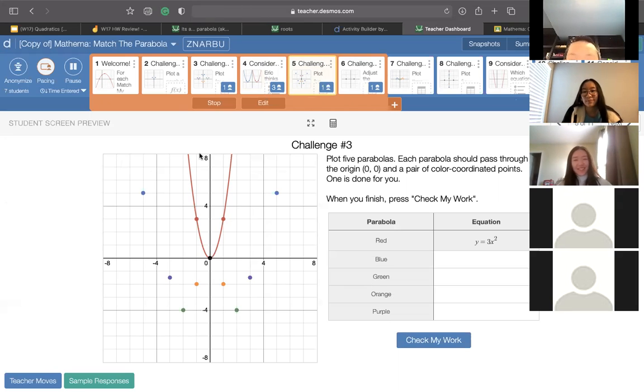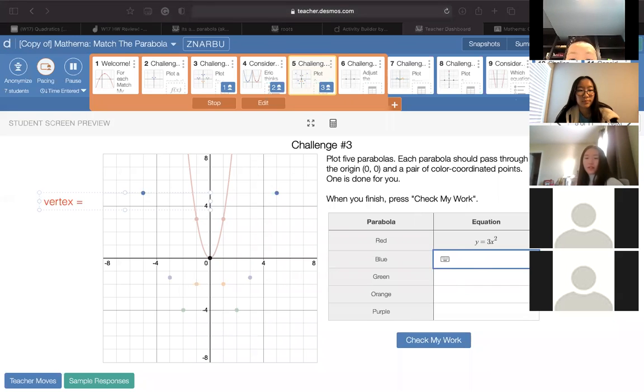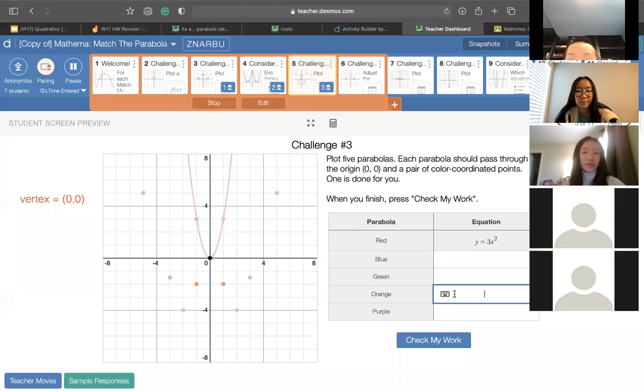Okay, plot 5 parabolas. Each parabola should pass through the origin and a pair of color coordinated points. One is done for you. So basically what you want to do is make your vertex the origin for everything, because that's the easiest way to make everything pass through it. And then you're gonna use some trial and error at this stage. Let's do the orange one.